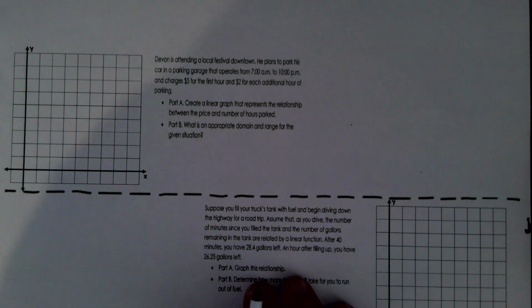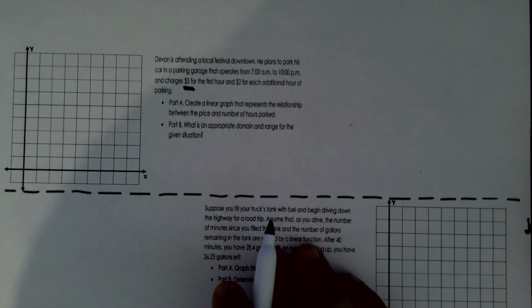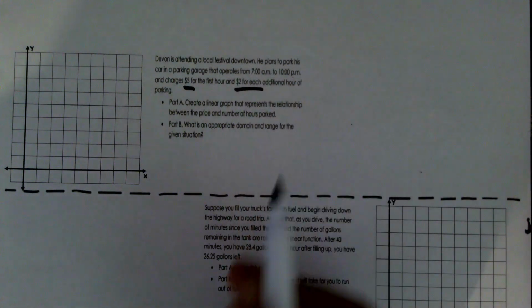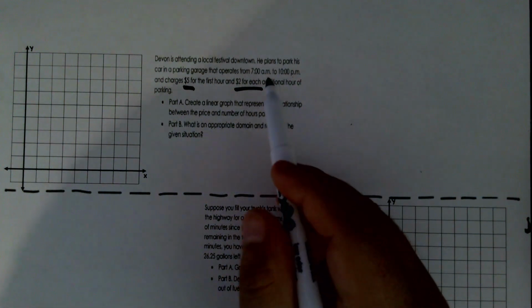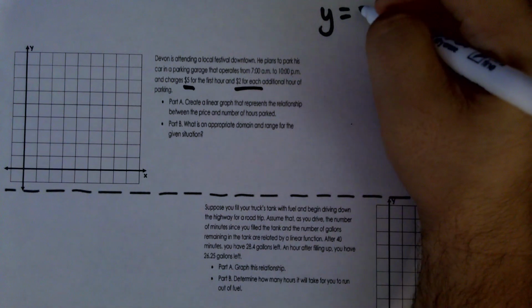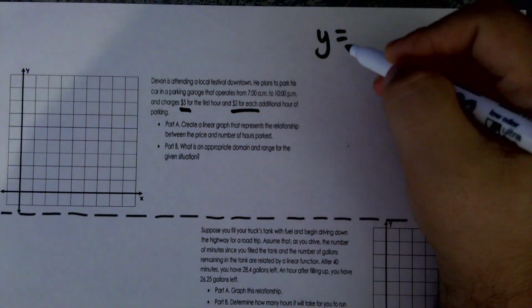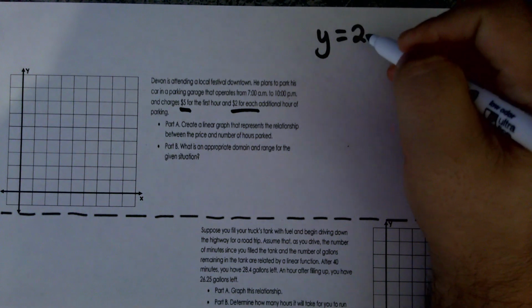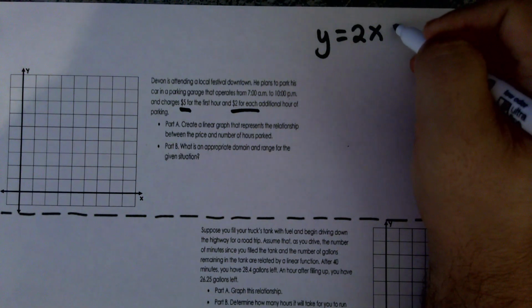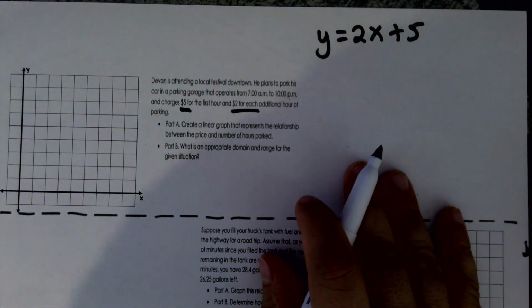Alright, so this is a linear relationship because we start off at 5, that's our y-intercept, and then we charge an extra $2 for each additional hour, and that's our slope. And the key here is each. So this is a simple y equals mx plus b formula. Here's y is equal to our slope, so that's $2 per hour, plus the $5 that we initially invested.